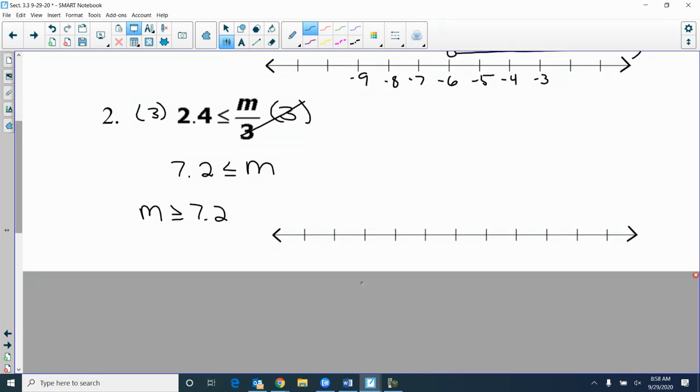Now graphing it. Now for this one, here's what I'm gonna do. I'm gonna start at 7. And I'm gonna go to 8. I'm gonna go to 9. I'm gonna have 6, 5, 4. And I'm just gonna put a dot. Solid or hollow, Zachary?